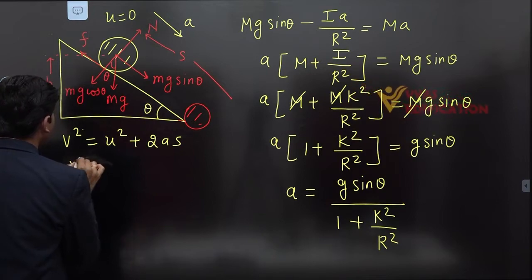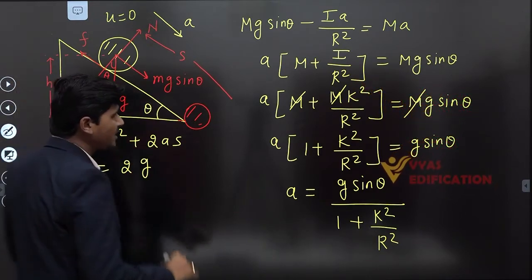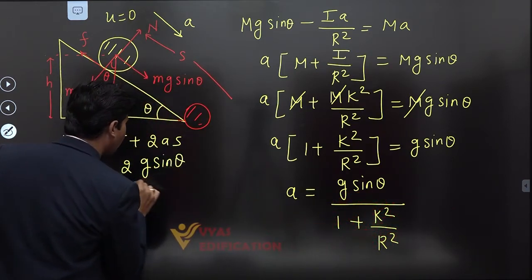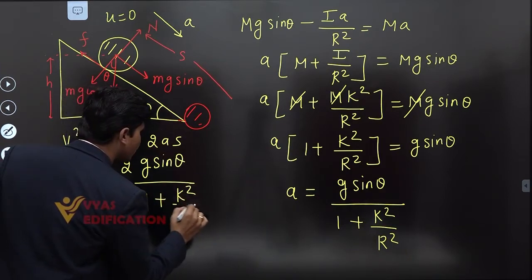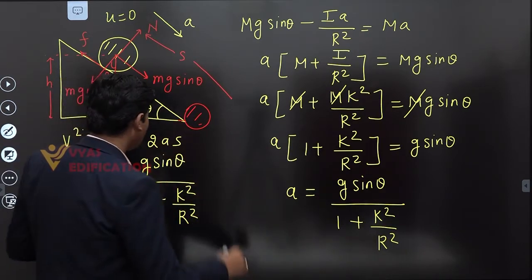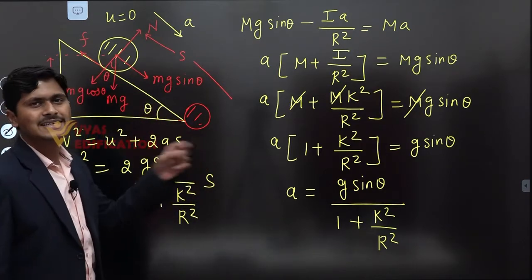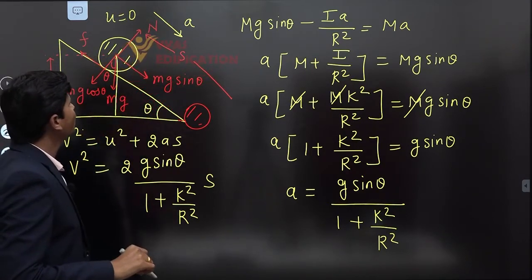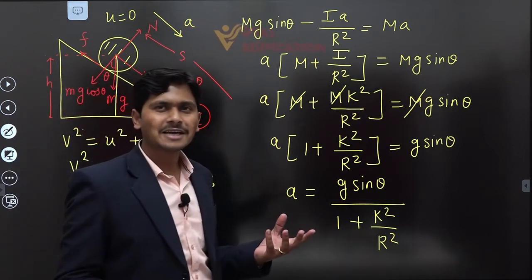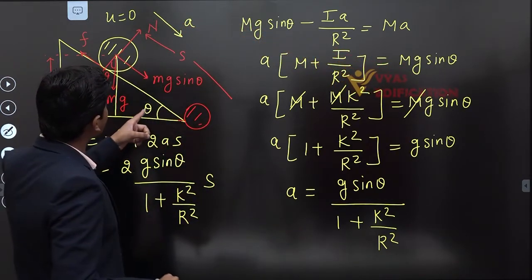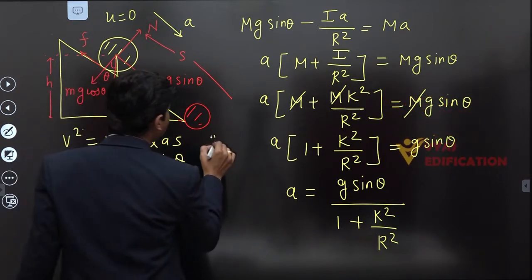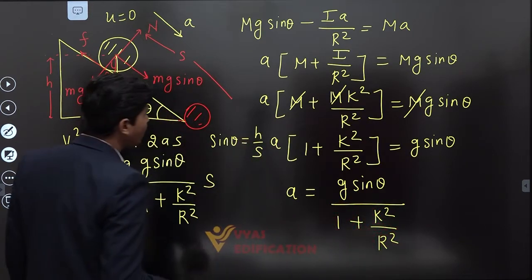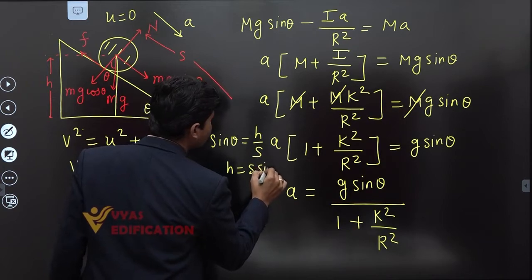Clear? So we can say v square is equal to 2 times the acceleration, which is g sin theta upon 1 plus k square upon r square. So g sin theta divided by 1 plus k square upon r square. Clear? And we have the value s, the total distance covered is s. Clear? Now if this is h, we can also draw h like this. Clear? And let's suppose I talk about the right angle triangle. Clear? So in a right angle triangle, sin theta is given by h upon s. Clear? So I can write the value of h as s sin theta.